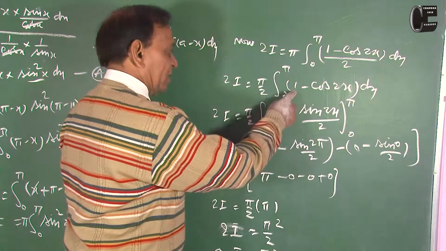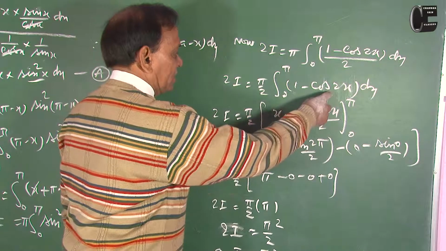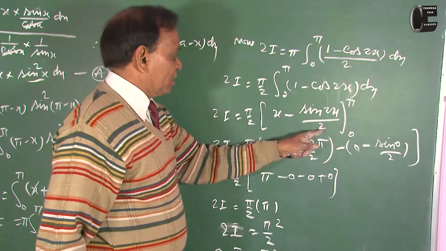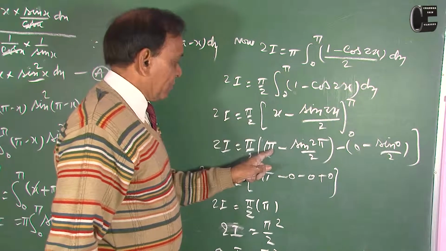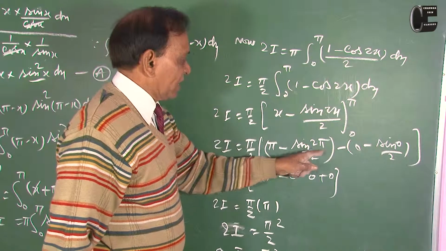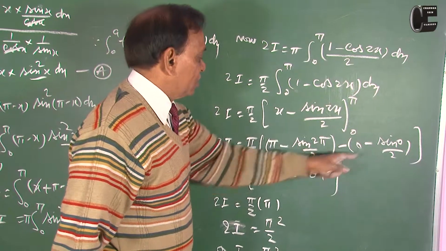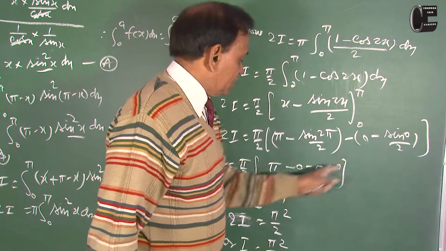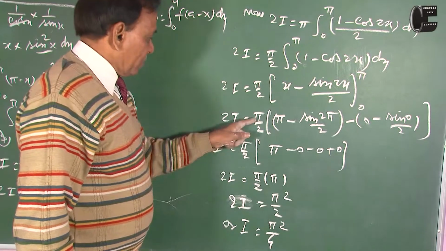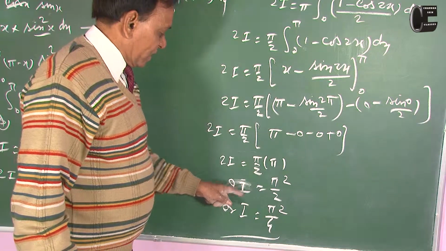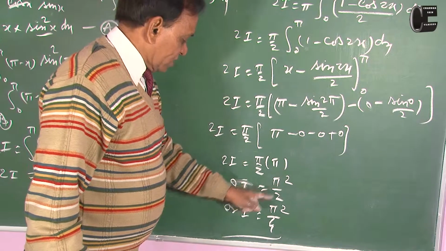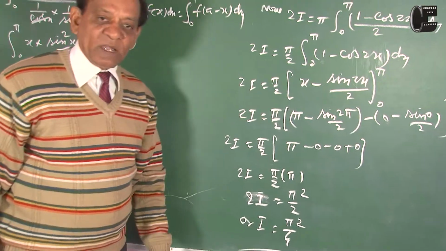Integrate this. Its integral will be x, and the integral of cos 2x will be sin 2x divided by 2. Upper limit minus lower limit: put upper limit pi minus sin 2 pi divided by 2, minus 0. This is 0, this is 0. Therefore we get pi by 2 into pi, that is pi square by 2. Therefore 2i equals pi square by 2, therefore I equals pi square by 4.